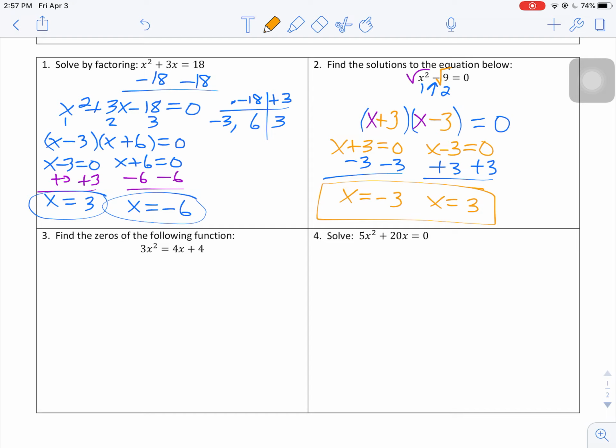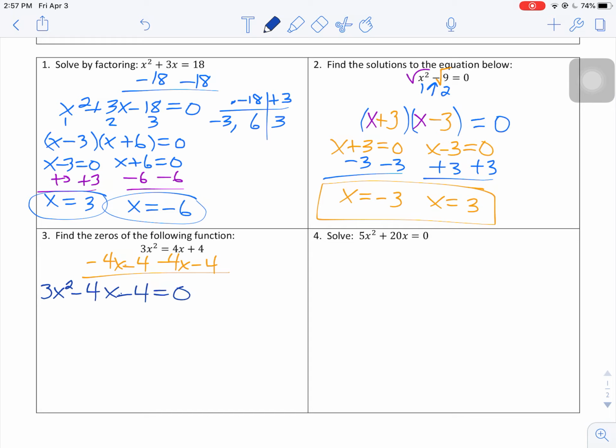So on number 3, I'm going to get everything on one side. So I'm going to subtract 4x and I'm going to subtract 4 from both sides of the equation. And remember, when you're writing out your terms, you want to write them in descending order of the variable. So put your squared term first, your x term second, constant in the back, equals 0. Is there a GCF other than 1? No. How many terms do we see? 1, 2, 3. So it's a trinomial.